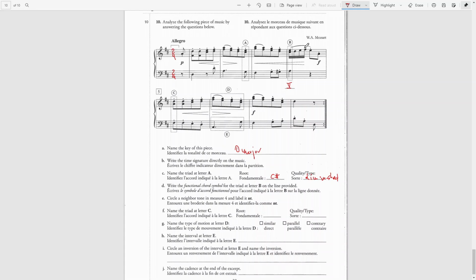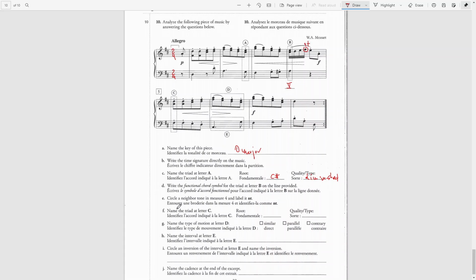Since we only have to label one, the safer choice would be this note, as this note could be considered both a passing note between C sharp and E, or a neighbor tone between E and E. So I would just circle one note here and name it NT for neighbor tone.